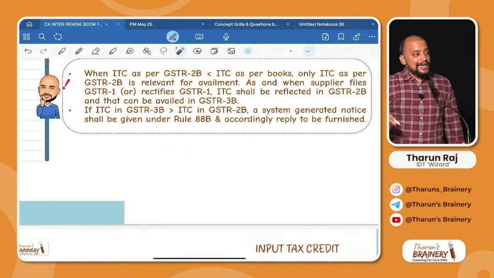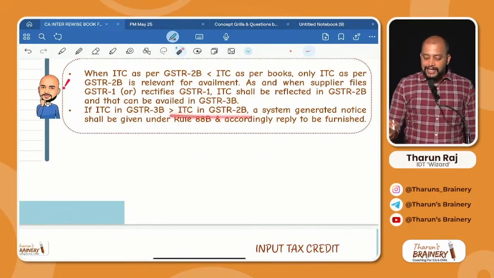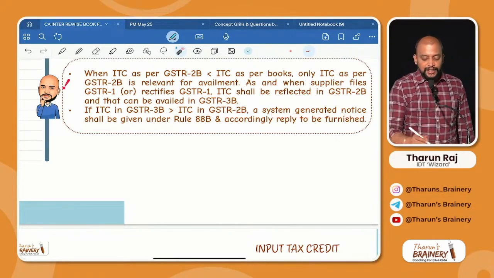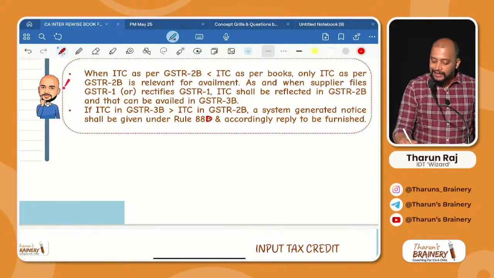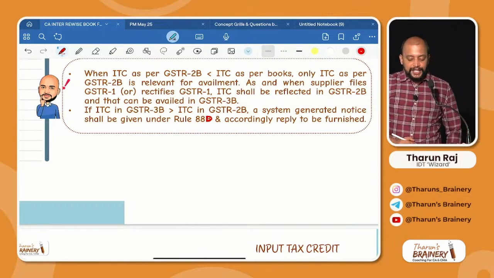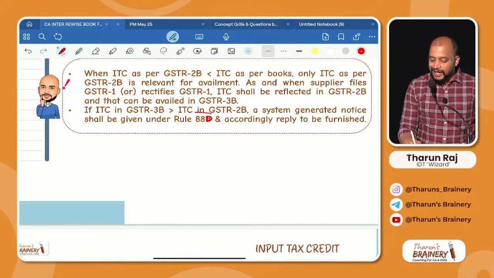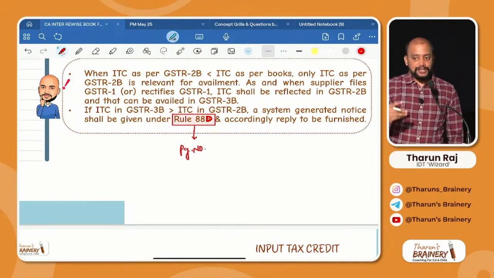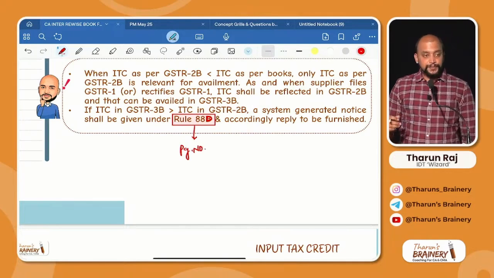If ITC in 3B is greater than ITC in 2B, a system generated notice shall be given under Rule 88D. That is not 88B, it is Rule 88D, and accordingly a reply needs to be furnished. So please give the page number reference to Rule 88D and refer to that page. Rule 88D is in the returns chapter. Can you tell me that page number, please? Returns chapter, it is there. If you turn the page, you will find returns under GST.